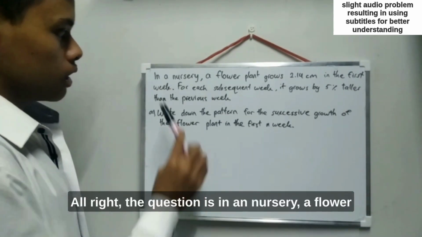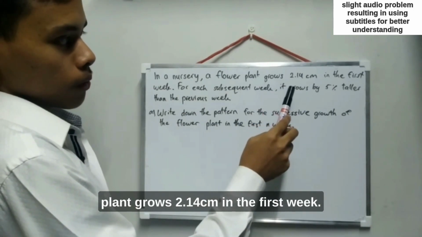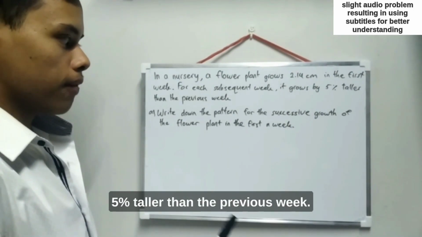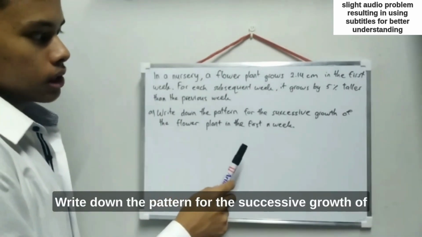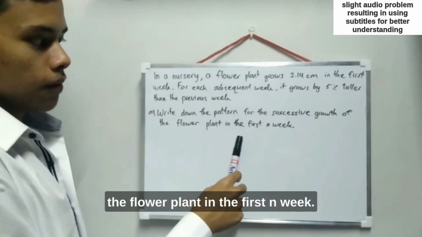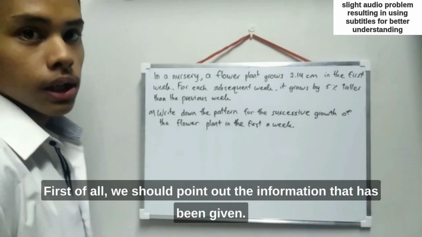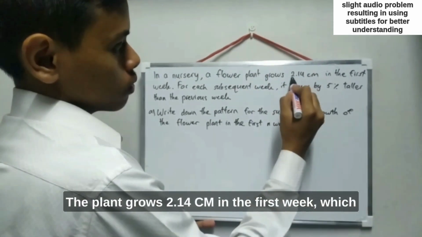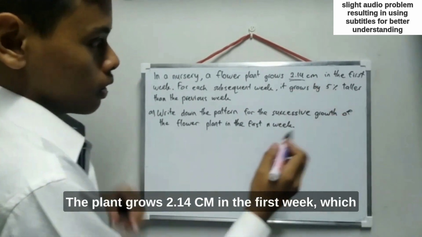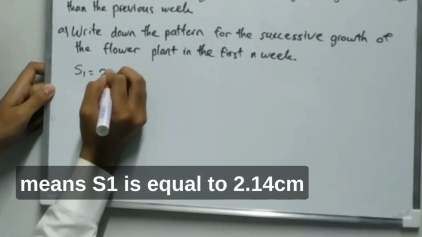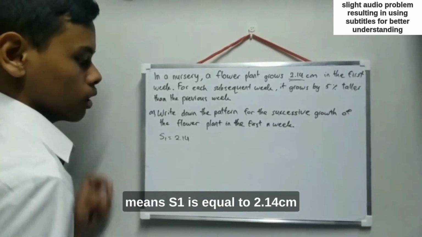Alright, the question is: in a nursery, a flower plant grows 2.14 centimeters in the first week. For each subsequent week, it grows 5% taller than the previous week. Write down the pattern for the successive growth of the flower plant in the first weeks. First of all, we should point out the information that has been given. The plant grows 2.14 centimeters in the first week, which means S1 is equal to 2.14 centimeters.